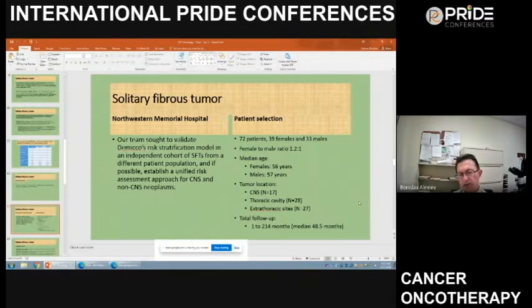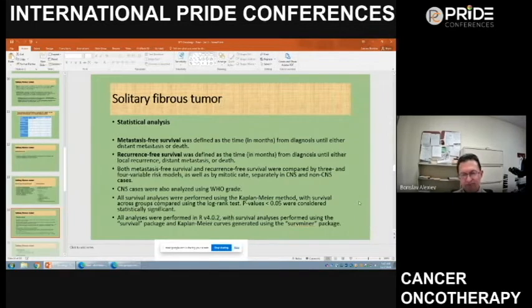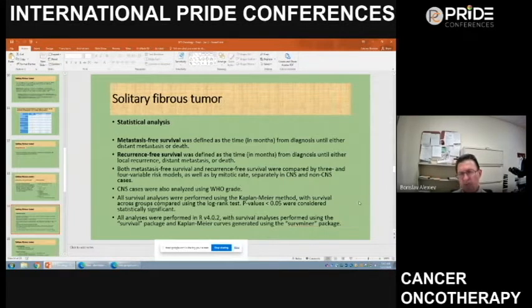Tumor location: 17 of the tumors occurred in the CNS, 28 in the thoracic cavity, and 27 in the extrathoracic site. The total follow-up ranged from 1 to 240 months, with a median of 48.5 months. Statistical analysis was performed according to the current guidelines. Metastasis-free survival is defined as time in months from diagnosis until either distant mets or death. Recurrence-free survival was defined as time in months from diagnosis until either local recurrence, distant metastasis, or death.